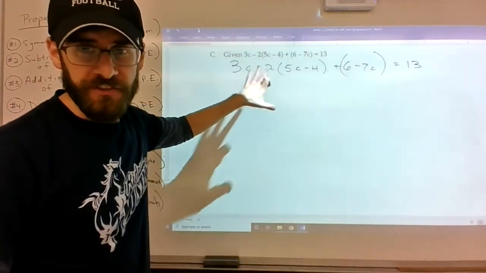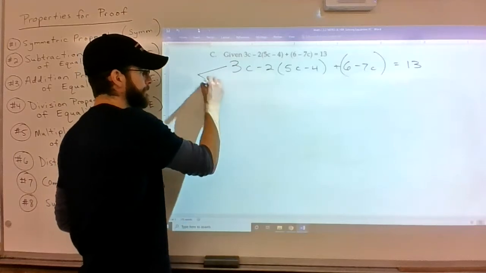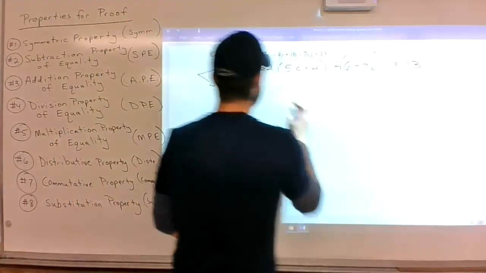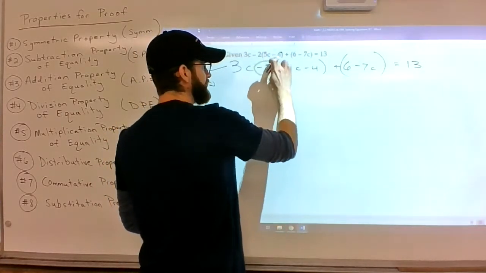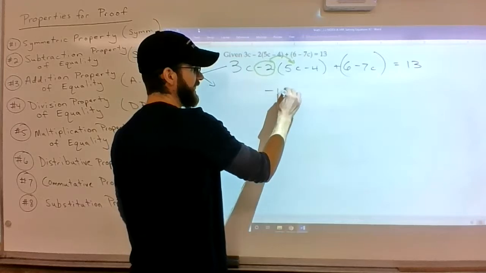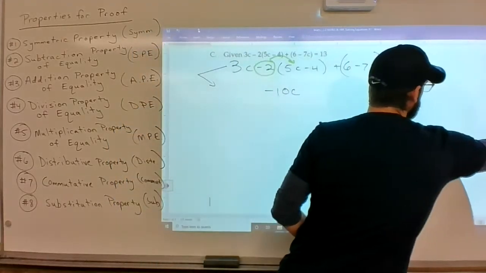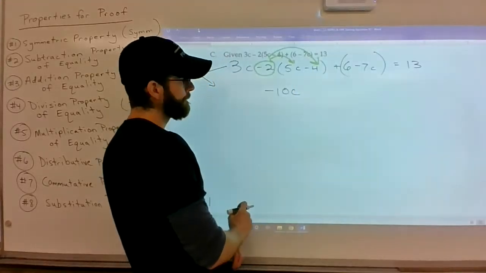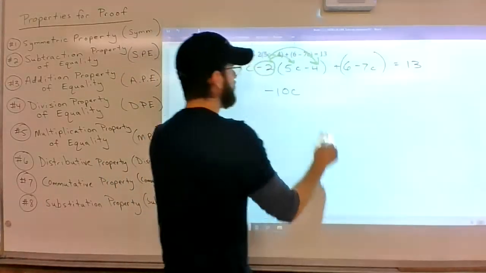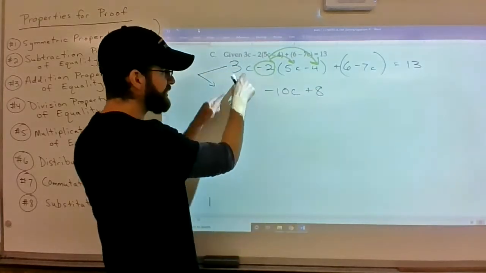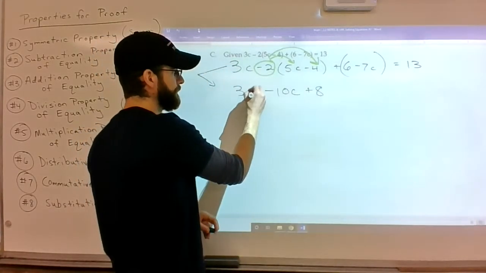Get rid of the parentheses on that first move. So I'm taking a negative 2 times 5c. So that gives me negative 10c. Negative 2 times negative 4 gives me positive 8. All right, the 3c over here just drops down.